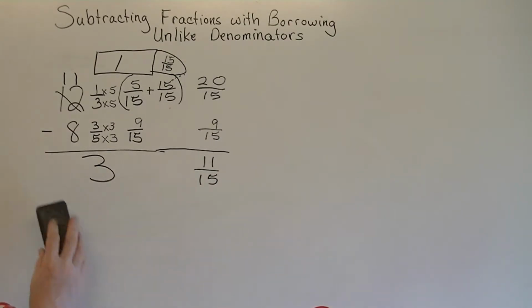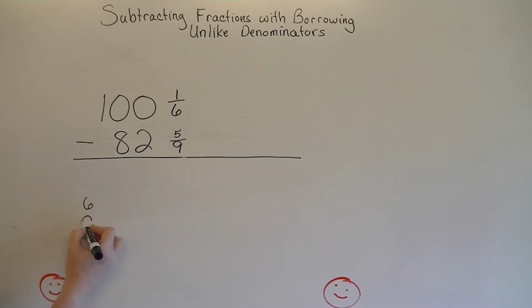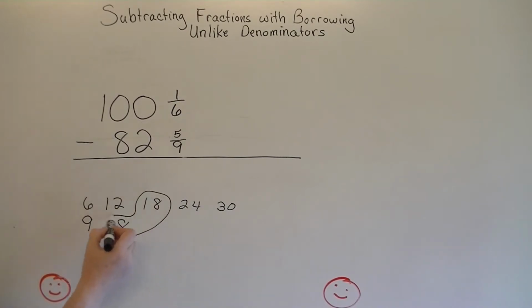Let's take a look at another one. Our denominators aren't the same. That's where we have to start. So we have 6 and 9. What is the smallest number that they have in common if we count by 6 and 9? We have 6, 12, 18, 24, and 30. Now I'm going to count by 9s. 9, 18, there it is. It's 18. So 18 is the least common multiple.